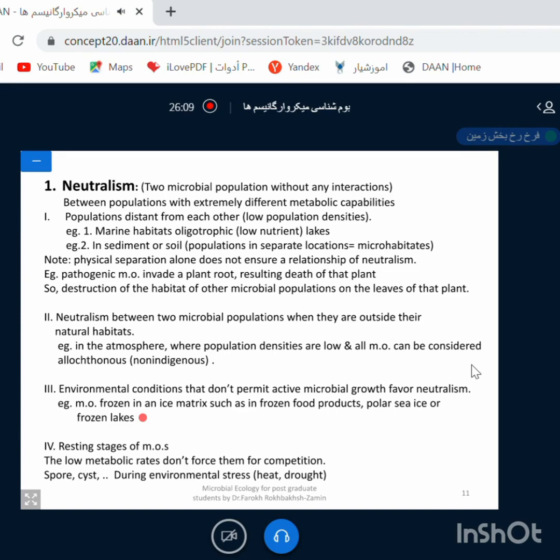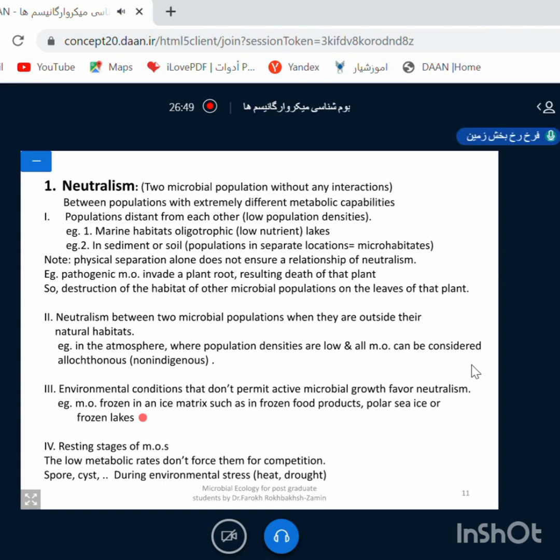and the lake or river is full of ice and the water is frozen, what happens? When the temperature comes down to zero or below zero, we know the metabolism comes down to zero. As much as metabolism comes down, the interactions tend to neutralism.